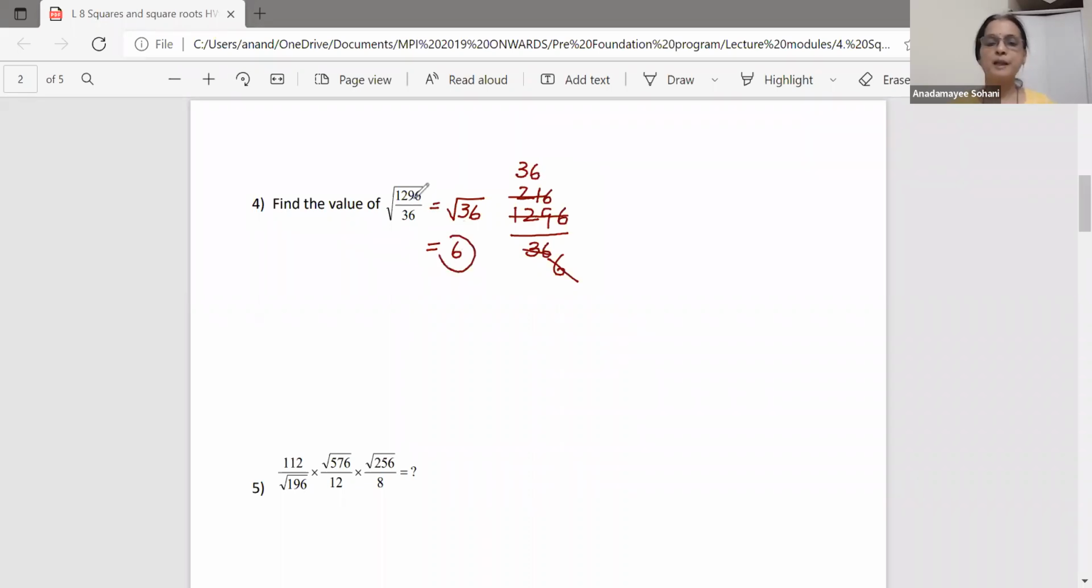We are using the rule over here that in division, the square root of the numerator divided by the square root of the denominator is equal to the square root of the fraction. Okay, that rule.